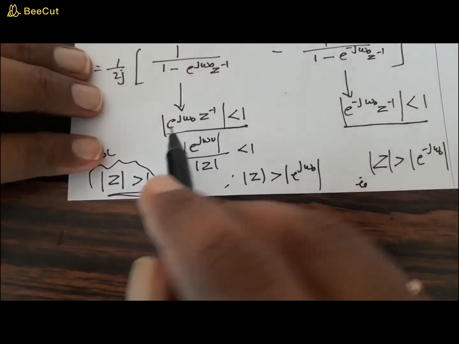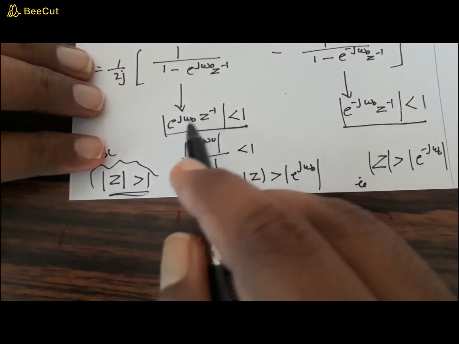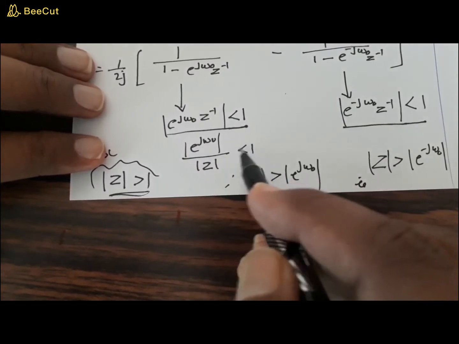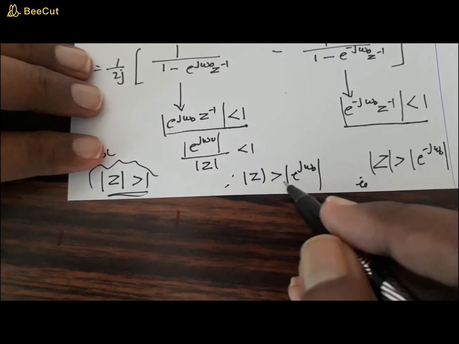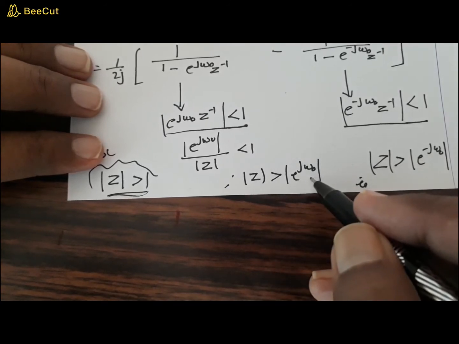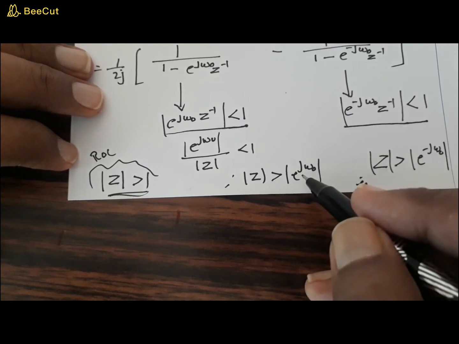So first of all, look at this: the modulus of e raised to j omega 0 z raised to minus 1 is less than 1, meaning e raised to j omega 0 by modulus z is less than 1. When you bring this here, you can see that mod z is greater than the modulus of e raised to j omega 0. What is the meaning of that?